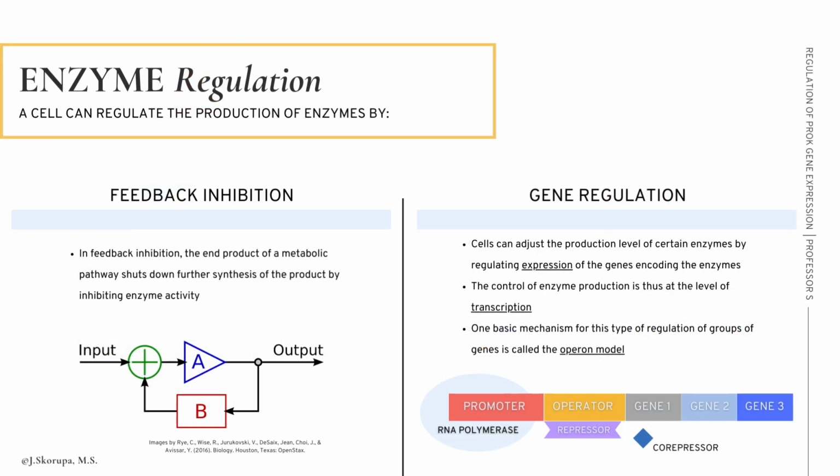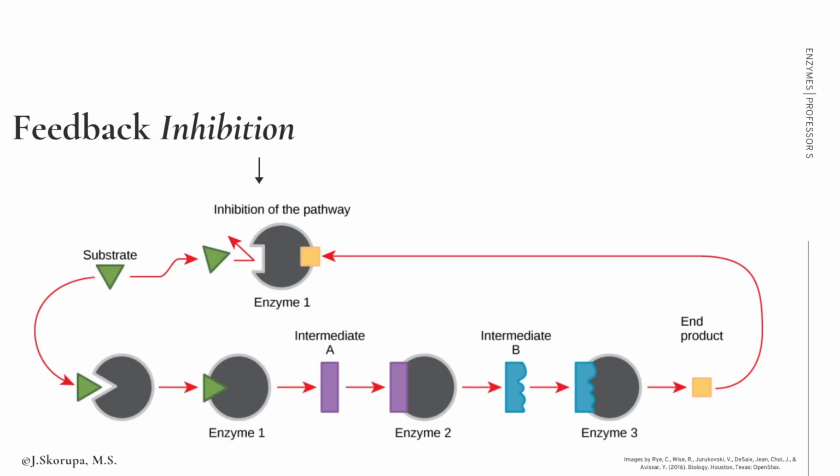In feedback inhibition, the end product of a metabolic pathway shuts down the pathway. In the example of enzymes, the end product shuts down further synthesis of the product by inhibiting enzyme activity. Feedback inhibition prevents a cell from wasting chemical resources by synthesizing more product than is needed. Let's look at this example.